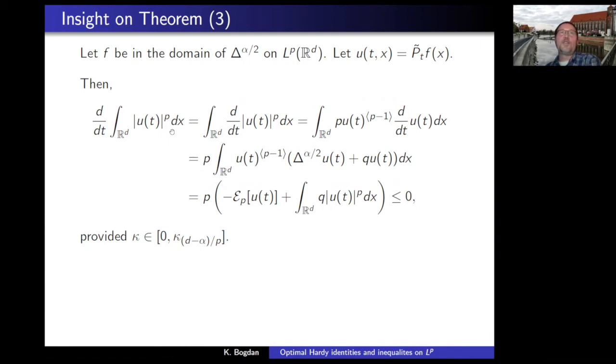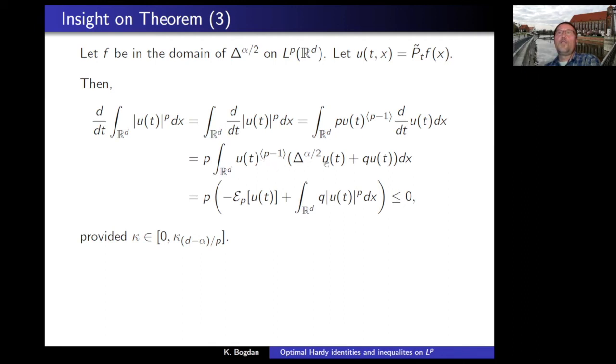So the integral of the p-th power of u. Excuse me, those are formal manipulations. We want to differentiate this expression. We use the chain rule. We use how we differentiate the absolute value to the power p. We get the Fréchet power. And here we will get the generator, because u is given by the semigroup of this Schrödinger operator, where q is this potential.